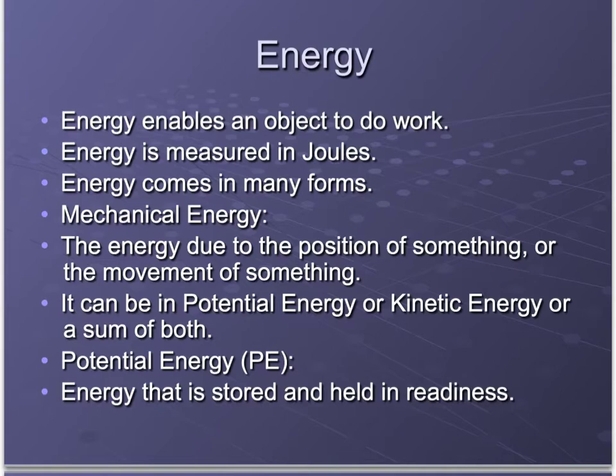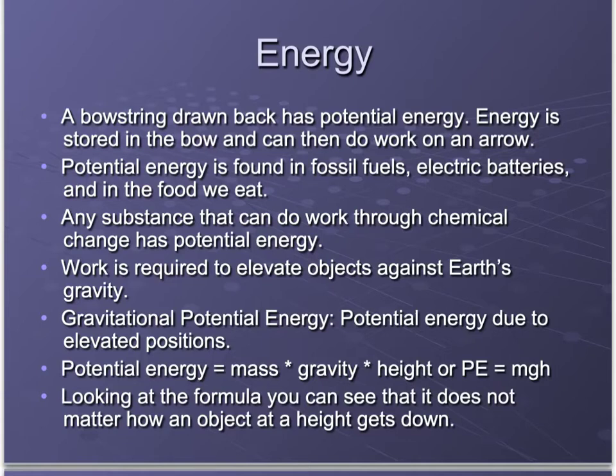First, let's talk about what potential energy is. Potential energy, you'll see it as PE, is an energy that is stored and held in readiness. It's energy that wants to be used. A bowstring drawn back has potential energy. Energy is stored in the bow and can then do work on an arrow. Potential energy is found in fossil fuels, electric batteries, and in the food we eat. Any substance that can do work through chemical change has potential energy.